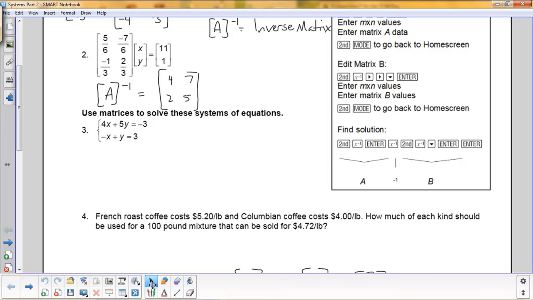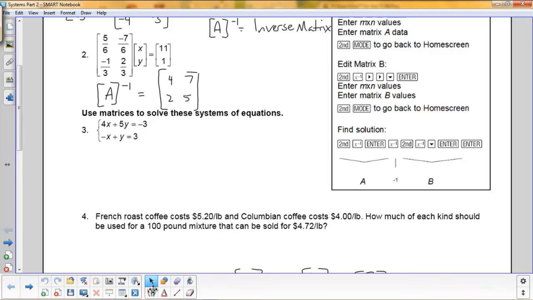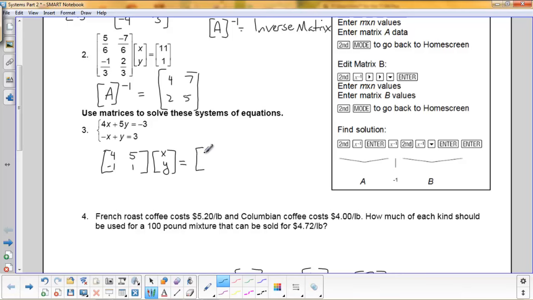So the reason why we call matrix A the coefficient matrix is because we use the coefficients of the two equations in the system as our matrix A. So that's going to be 4, 5, -1, and 1. Then we follow that up with our variable matrix X and Y. We're going to see that change in question number 4, and I'll show you how that works in a minute. And then our constant matrix is going to be our numbers, which in this case are our solutions, but in every case they are our numbers that do not contain variables. That's why they're called constants.